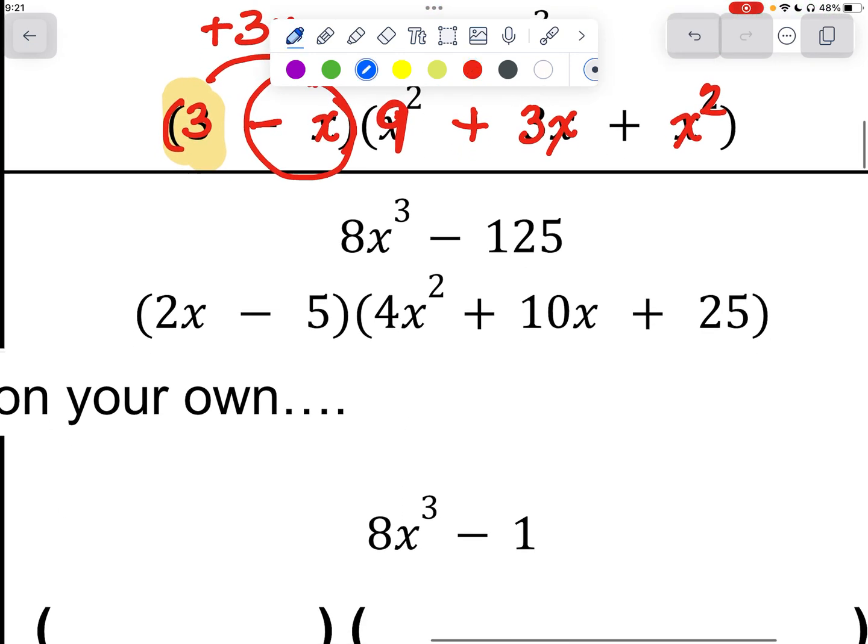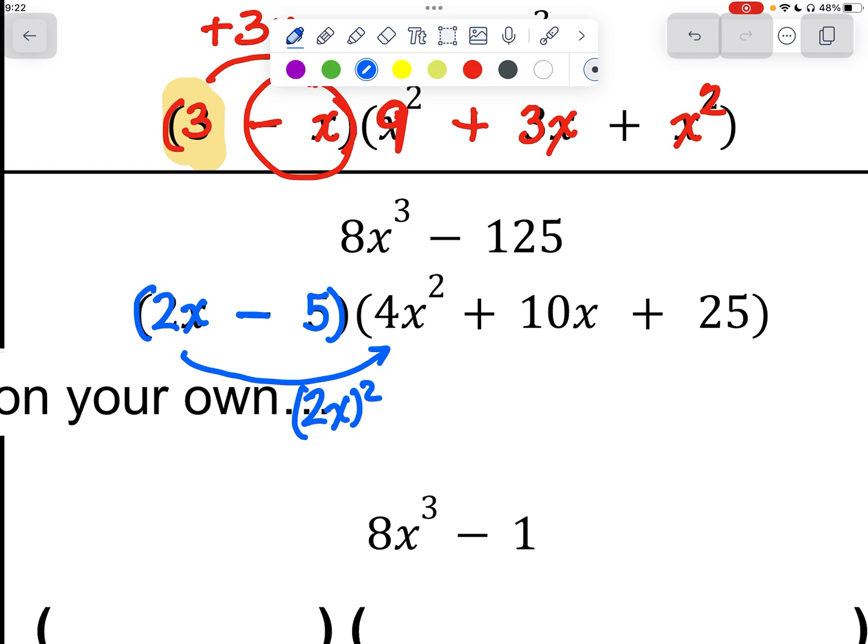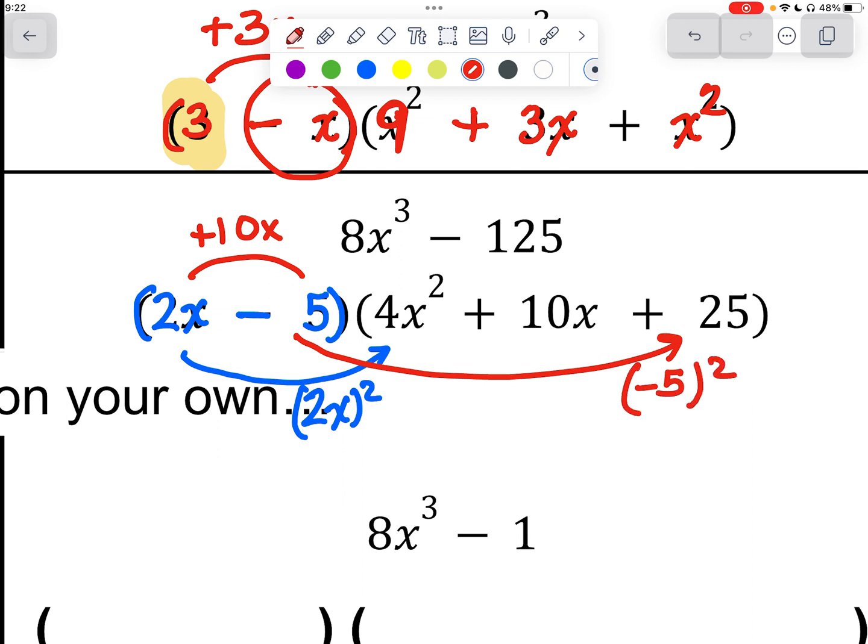Let's try another one. Cube root of 8x cubed is 2x. Keep your subtraction sign. The cube root of 125 is 5. Then to get the first term, we're going to square 2x. 2x squared becomes 4x squared. Then we multiply these two together and take the opposite sign, plus 10x, and then we square the negative 5, and that becomes plus 25.